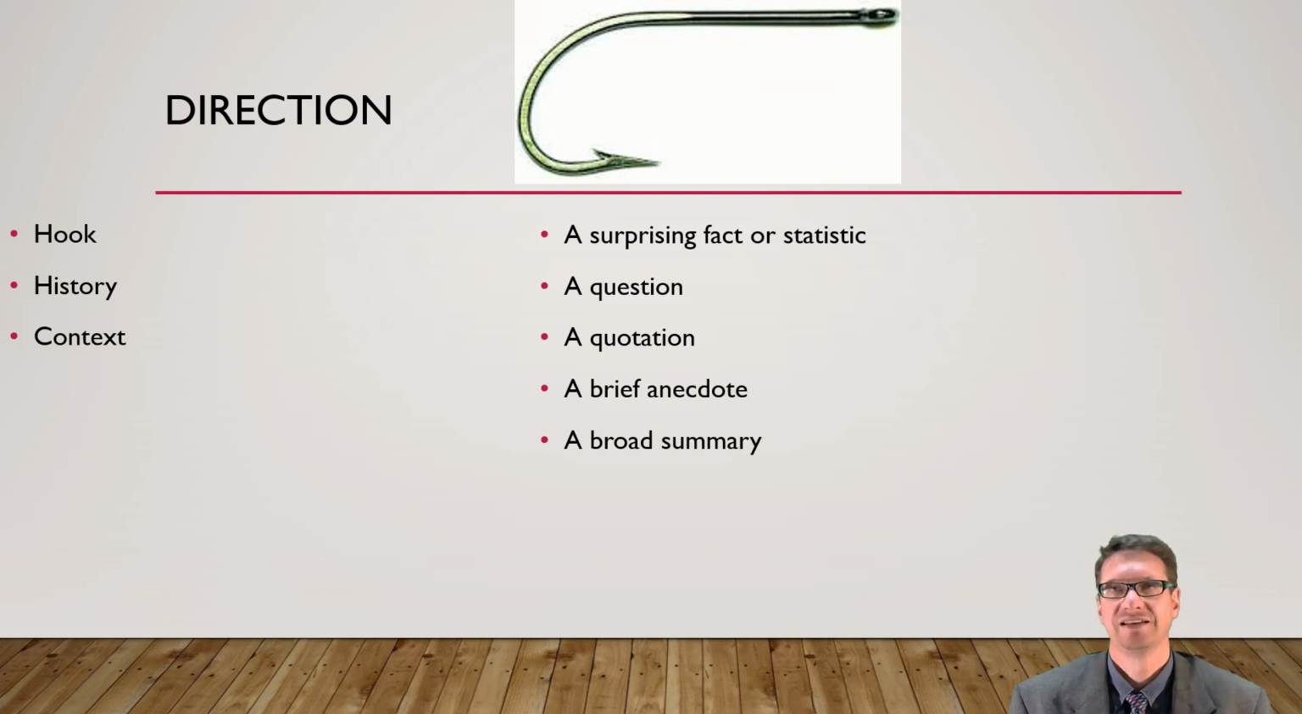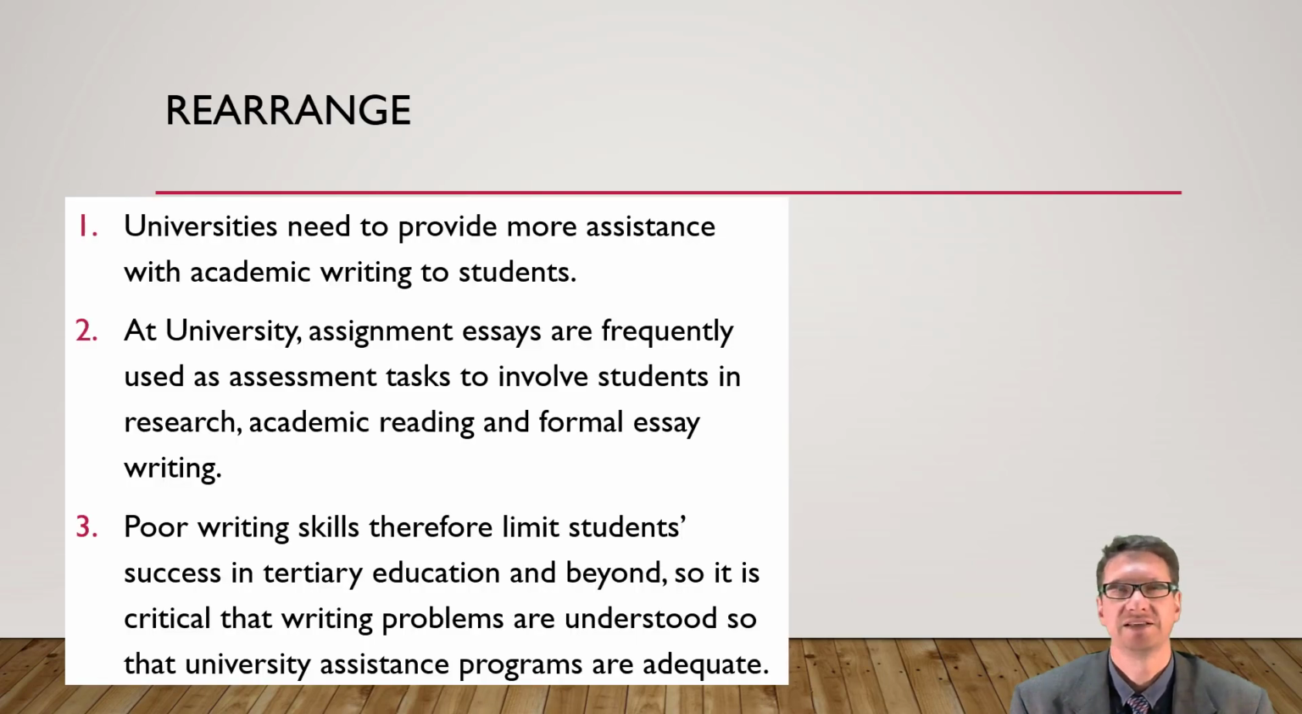What you need to understand is that the sharp end of the hook is very important. What's really going to draw the reader in? We'll get to that in a minute. Let's start by rearranging some examples to give you a sense of the difference between where the funnel starts and where the funnel ends. Take these three sentences. Universities need to help students more with academic writing. At universities, assignment essays are frequently used as tasks to involve students and so forth. And poor writing skills limit students' success. So it's critical that problems are understood so that university assistance programs are adequate.